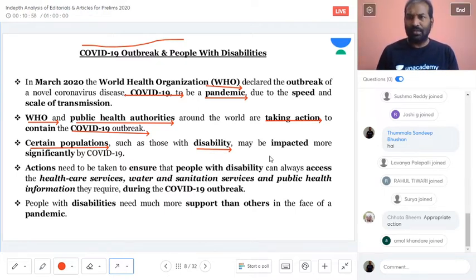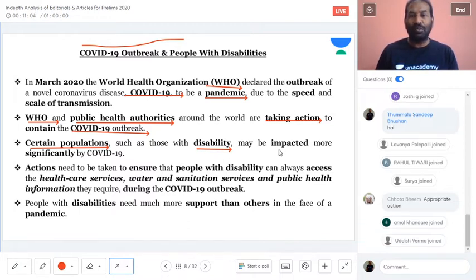Yes, those are all correct, those are all stricter measures, but there are certain populations on whom these measures would have a significant impact because of COVID-19, and those populations are the disabled people, the persons with disabilities. And Chotabim says that appropriate actions are needed, and it is an appropriate action, no doubt.